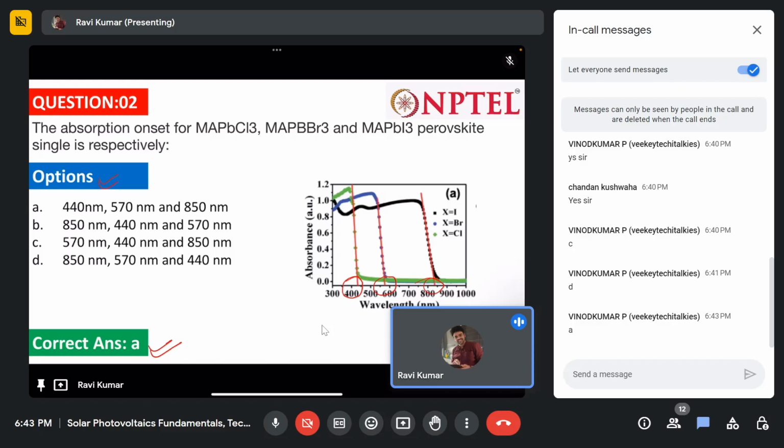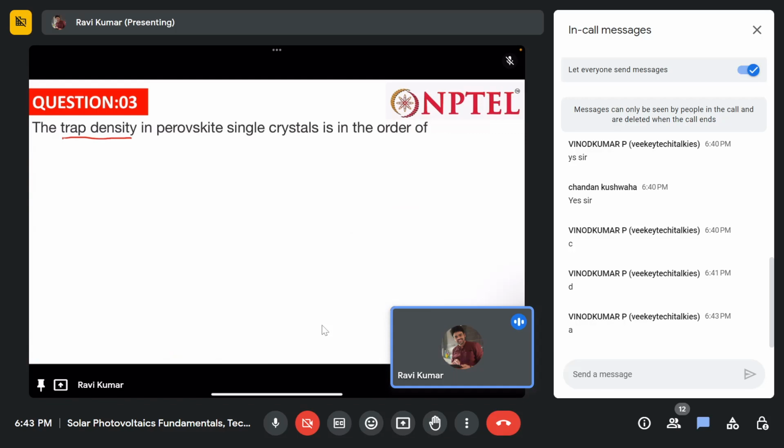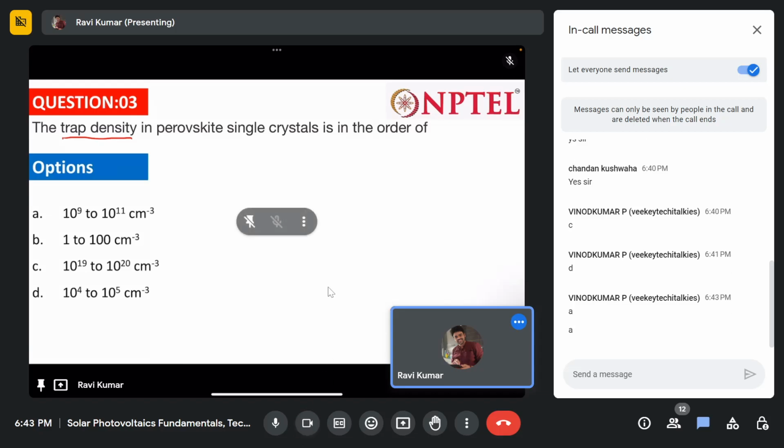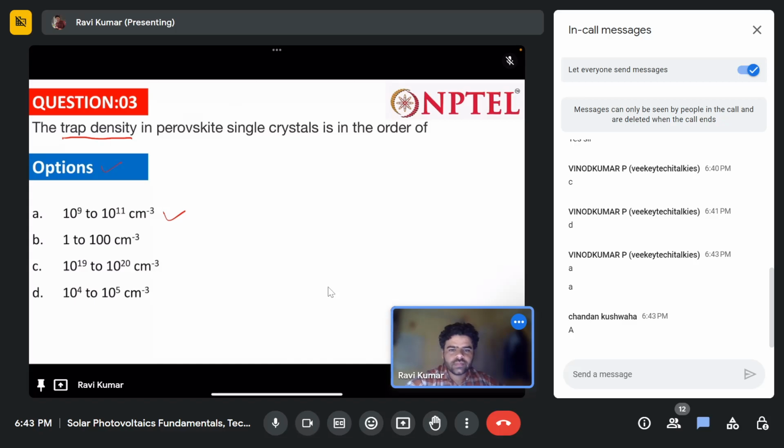Next question, it says the trap density in perovskite single crystals is in the order of, and these are the options. A, A. Vinod said A. Chandan also said A. Yes, A is the answer here.